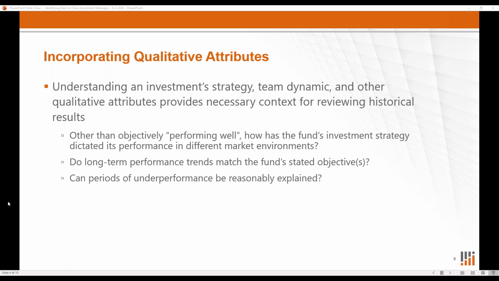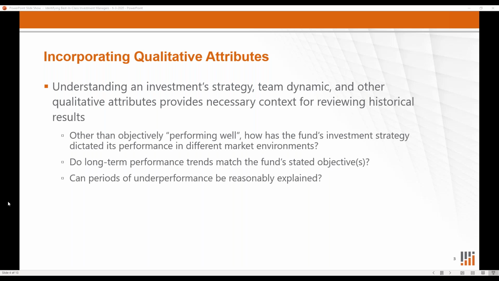So it's stated here, understanding an investment strategy, team dynamic, and other qualitative attributes provides necessary context for reviewing historical results. So in addition to the questions that are listed here for you to see, I'll offer up a couple more. Is the fund strategy consistent with and within the boundaries of the fund category we are seeking to fill? In other words, we need to remove outliers or managers who either regularly or from time to time stray outside the boundaries of their fund category.